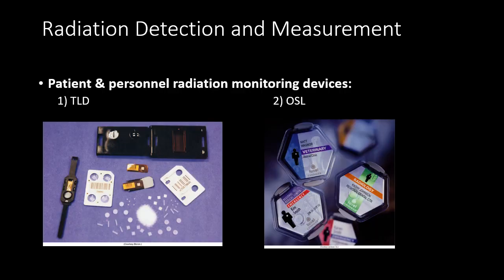So TLD badge and OSL are two very common badges used for both patient and personal monitoring. The TLD uses lithium fluoride and it stands for thermoluminescent dosimeter. The OSL stands for optically stimulated luminescent dosimeter and is comprised of aluminum oxide. And we'll be talking about these in a different section.